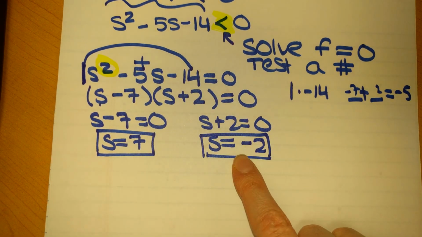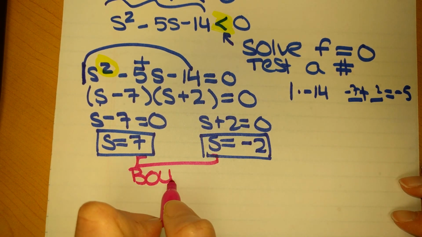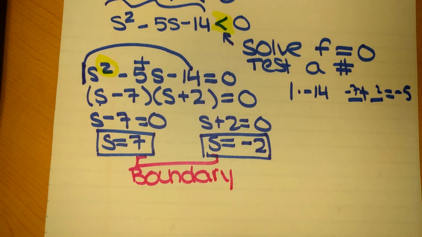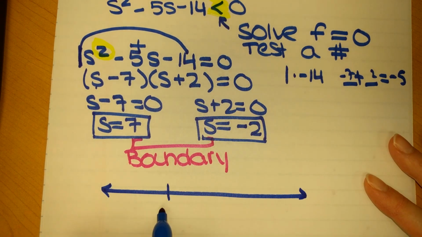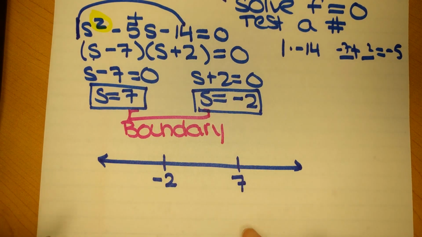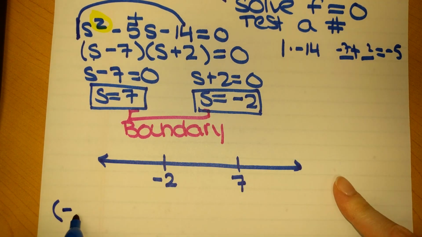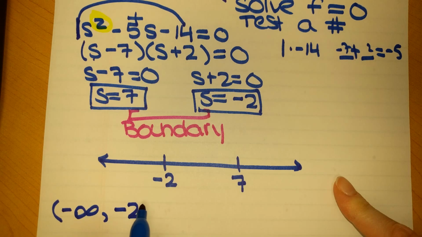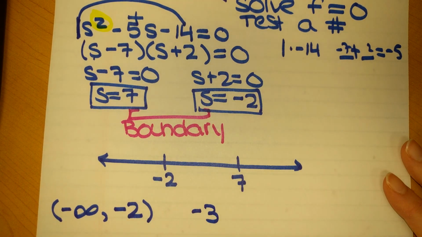Now, those two numbers are what we call the boundary points, and they are going to become the two numbers that we are going to put on our number line. So on our number line, we have negative 2 and positive 7, our two boundary points. And what we now need to do is test a number in each of these three intervals. So for the interval from negative infinity to negative 2, we can pick any number we want except for negative 2. So I might pick, let's say, negative 3.